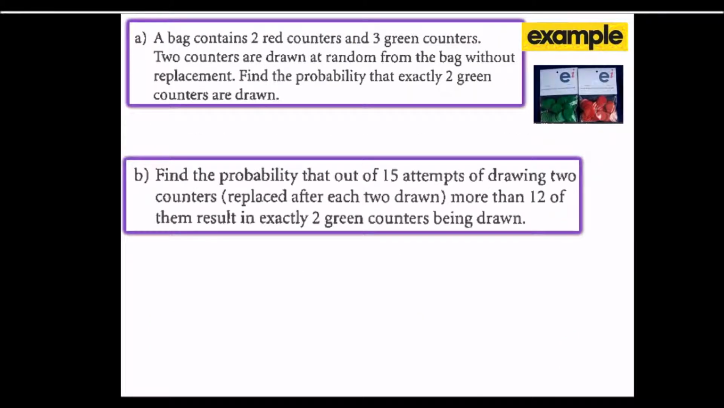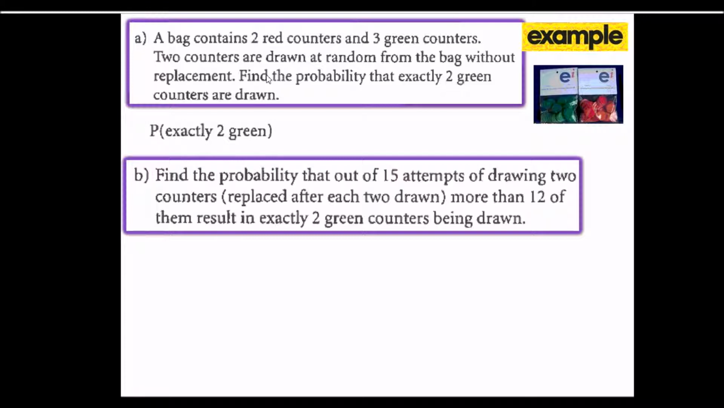This here's another example. A bag contains 2 red counters and 3 green counters. So how many counters in total? That's right, there's 5. 2 counters are drawn at random from the bag without replacement. So we're not replacing this time. Find the probability that exactly 2 green counters are drawn. That's important, it's without replacement.